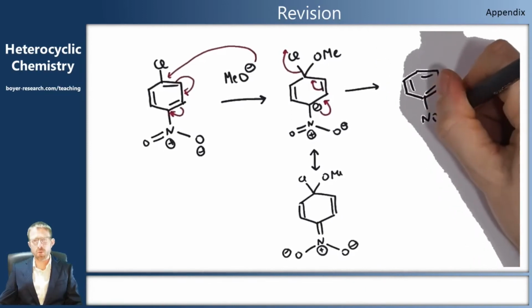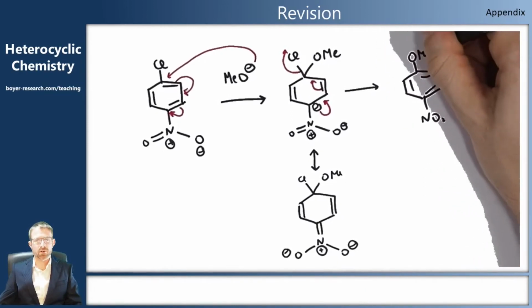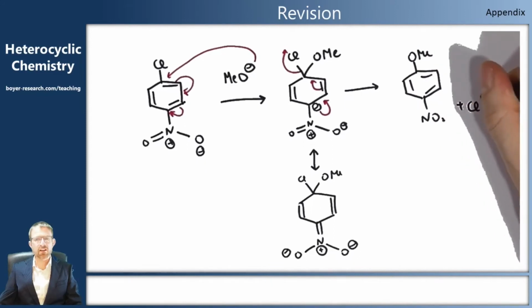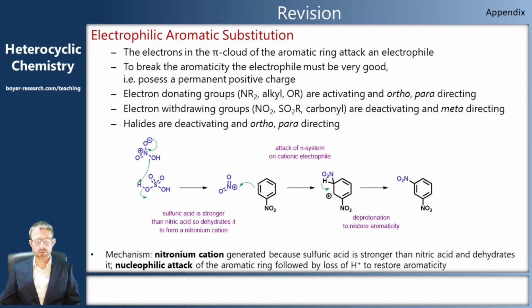This means that we swap our leaving group for our nucleophile, so it's a nucleophilic substitution, and on an aromatic ring. The opposite to nucleophilic aromatic substitution is electrophilic aromatic substitution. Here, the pi cloud of the aromatic ring is a nucleophile, but because for this reaction we need to break the aromaticity in the system, that means we need a very good electrophile. Normally, we have electrophiles that possess a permanent positive charge.